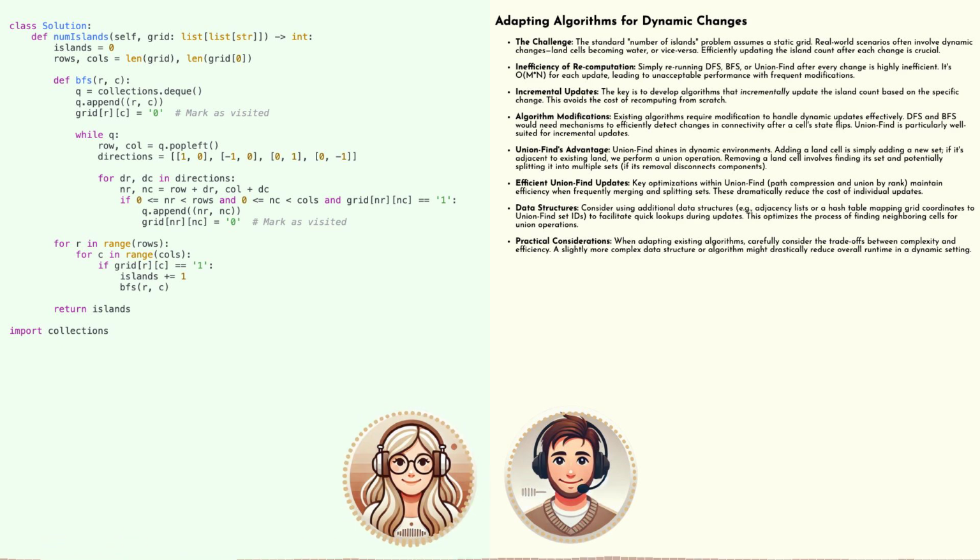BFS might actually be a better fit for this dynamic situation. Oh, really? Why is that? Because of its layer-by-layer exploration style, it's really well suited for these incremental updates. I see what you mean. Instead of exploring a whole island from a single starting point, we could just start a BFS search from each cell that's changed. Exactly. And we'd only need to search outwards from those changed cells until we hit either the edges of the grid or cells we've already visited.